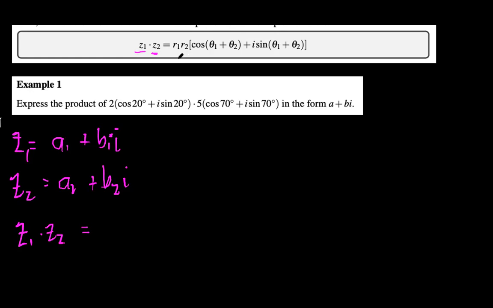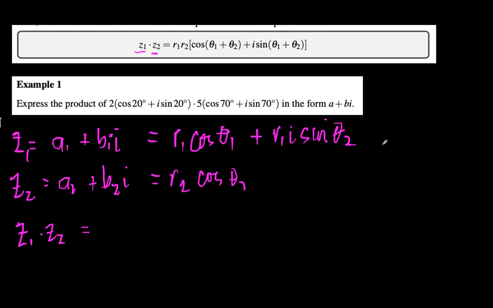Now, dito class, sa problem na to, gawin natin R1, kasi di ba, this one could be expressed in terms of polar form. So now, we're multiplying polar form complex numbers. So this is R1 cosine theta 1 plus R1 I sine theta 1. Ito naman ay R2 cosine theta 2 plus R2 I sine theta 2. Nakuha, class?